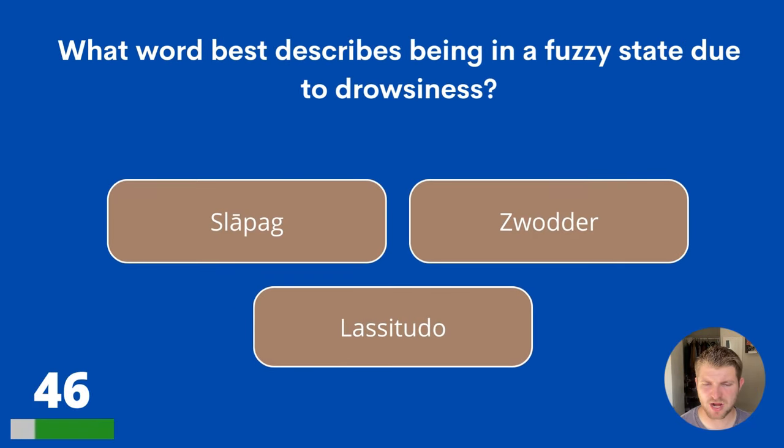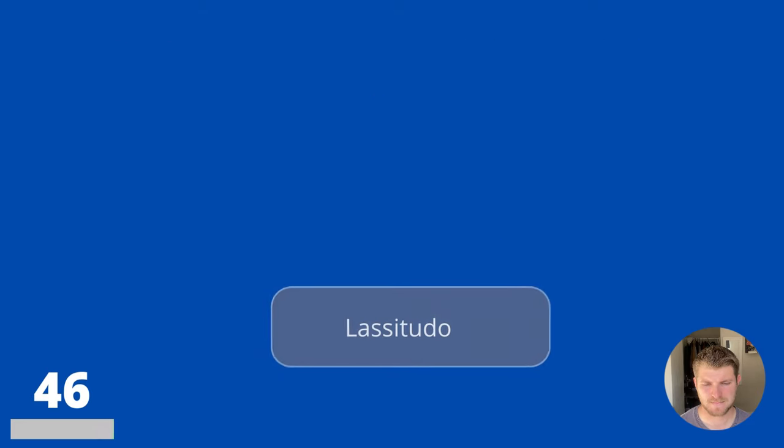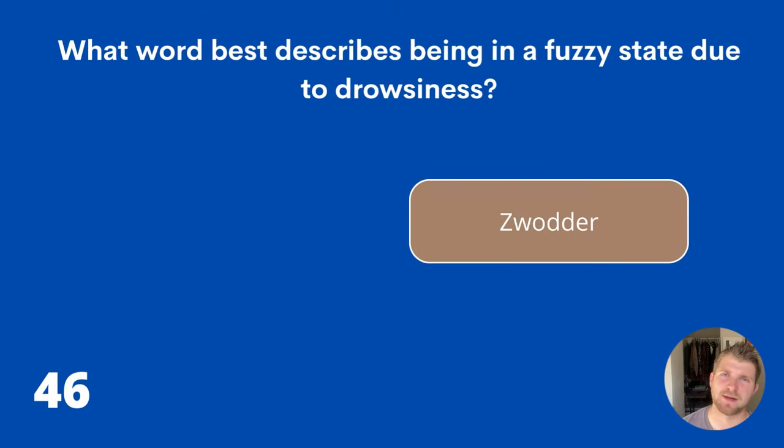46. What word best describes being in a fuzzy state due to drowsiness? Slapag, zwodder, or lassitudo? The answer is zwodder.